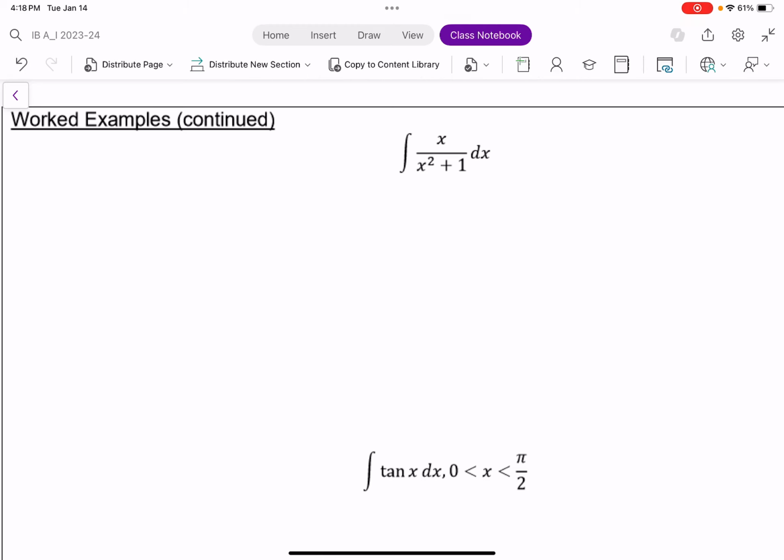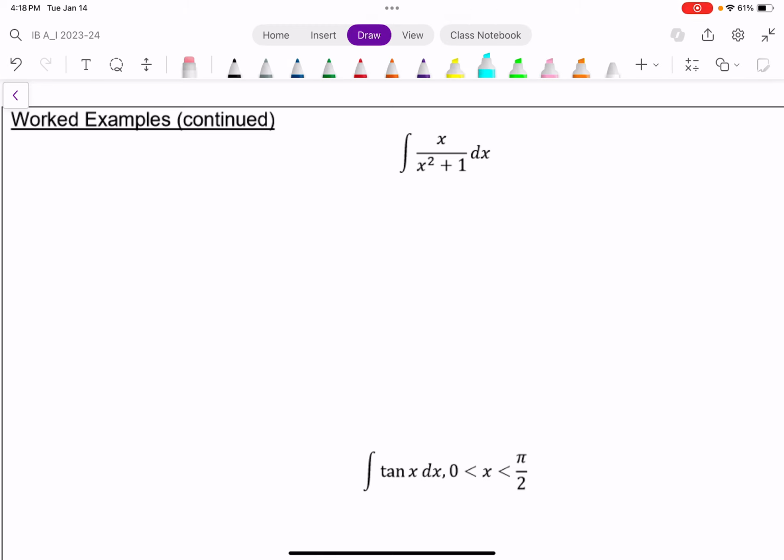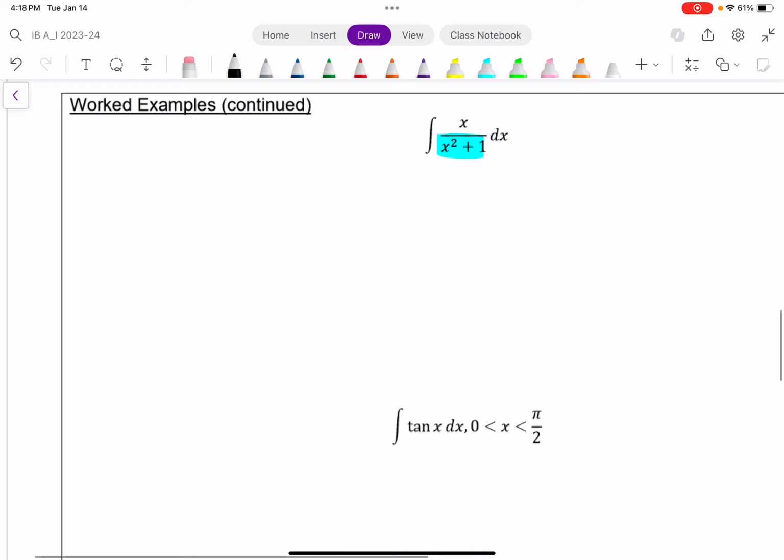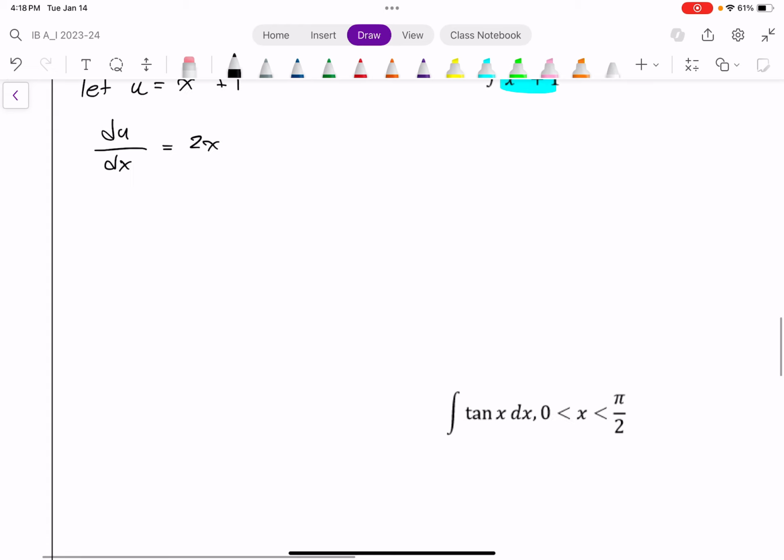It's hard to tell what our innermost function is, but I'm going to go with x squared plus 1. So I'm going to say let u be x squared plus 1. That means I want to now differentiate that with respect to x, so I get just 2x.